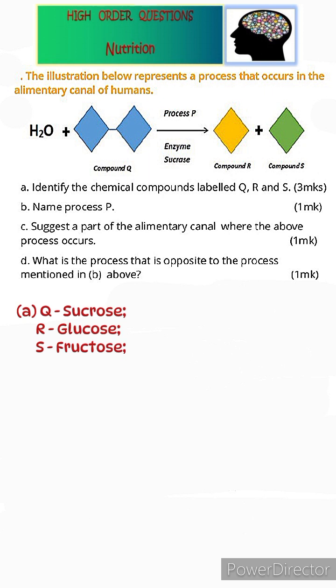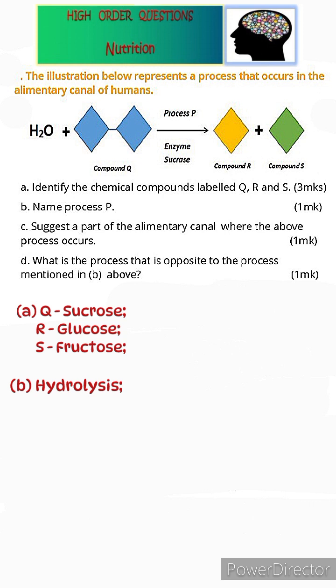What about this process? Now, there's a certain process whereby a complex molecule is broken down in the presence of water to form simple molecules. This process is known as hydrolysis, and therefore process P is hydrolysis. At this point, we have managed to identify compounds Q, R, and S and process P. So let's move on to part C.